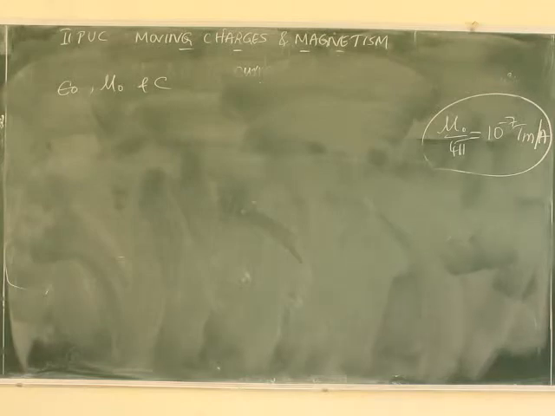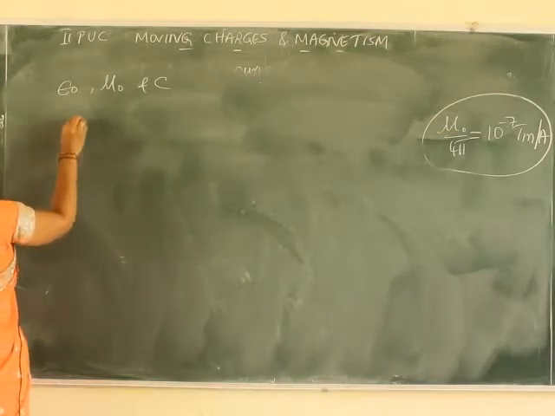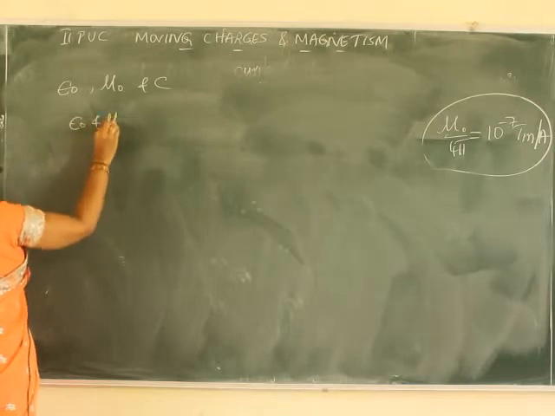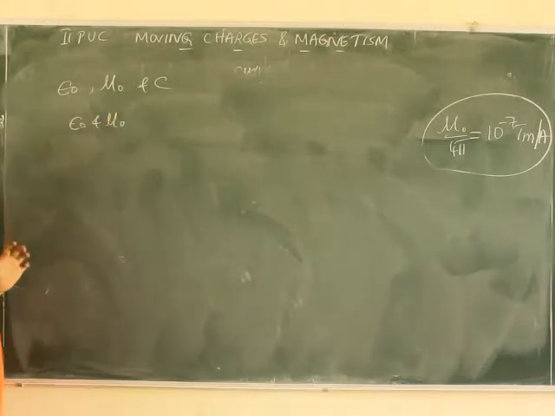The next concept is we have to obtain the relation between epsilon naught, mu naught and C. Obtain the relationship between epsilon naught, mu naught and C. How to obtain the relation? See here. Let us consider the product of epsilon naught and mu naught.